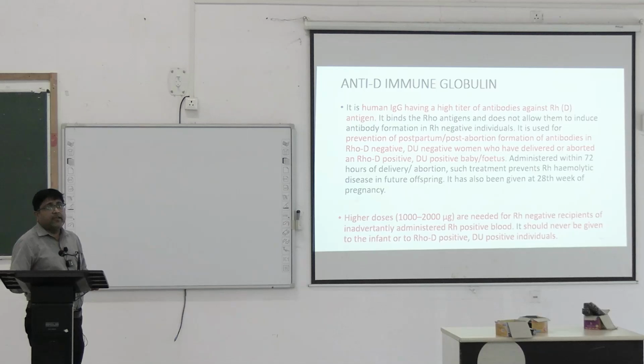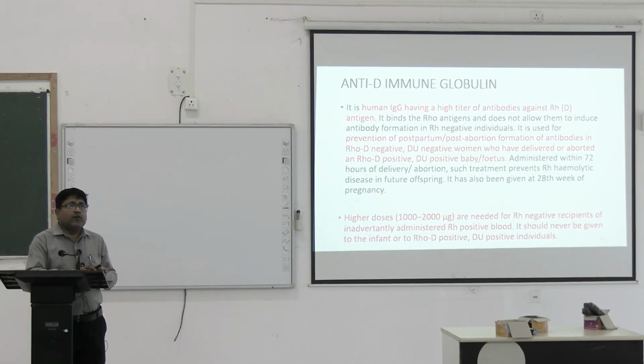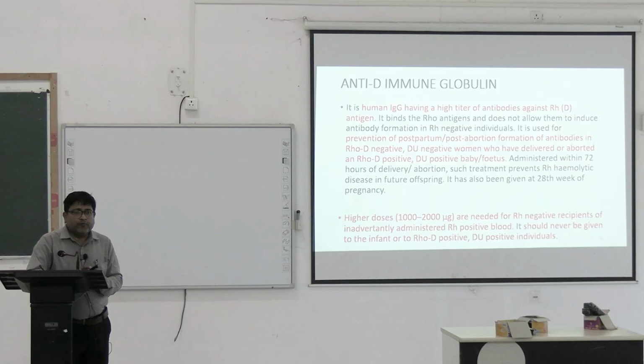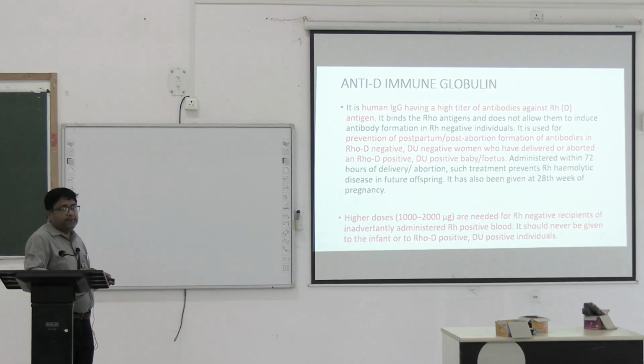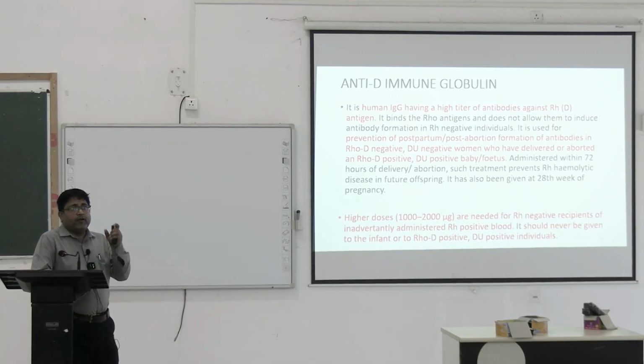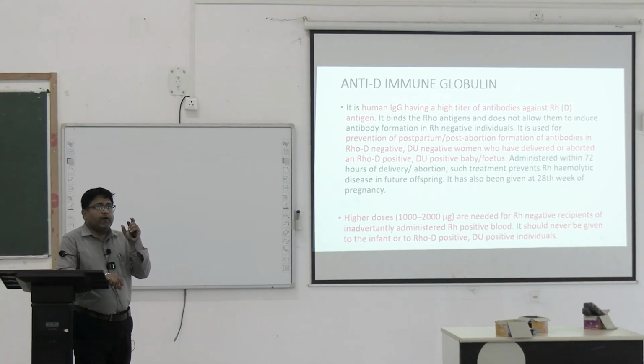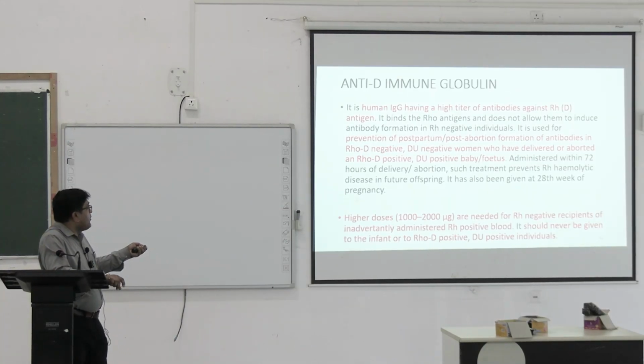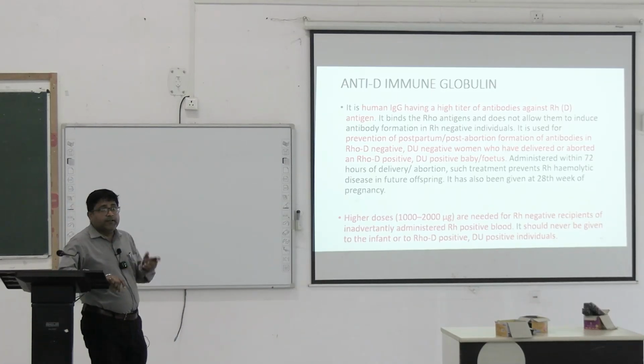Coming to anti-D immune globulin. We all know we have 4 types of blood group: A, B, O and AB. Now these are denoted by either positive or negative. This positive or negative is determined by the presence of D antigen. Now what happens when, for example, a mother who is Rho D negative carries a Rho D positive baby?